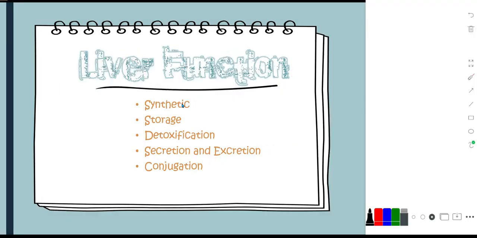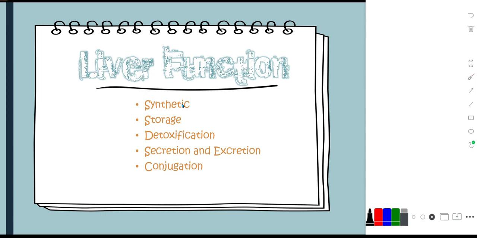Alright, so you guys, we are now down to our last topic, which is your liver function. So before we proceed, let's have a short review regarding the functions of the liver. As we all know, the liver is one of the most important organs in the body, performing synthetic functions, storage functions, detoxification, secretion and excretion, and at the same time that of your conjugation functions.